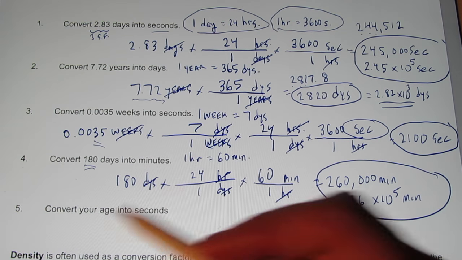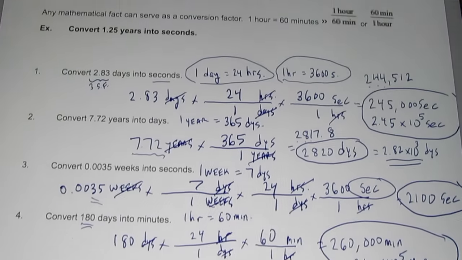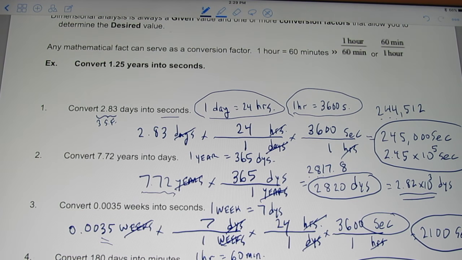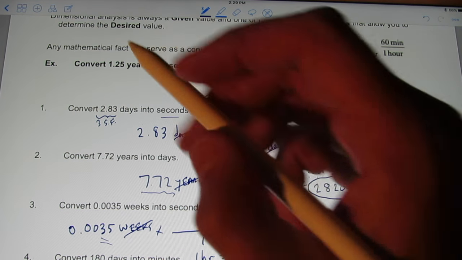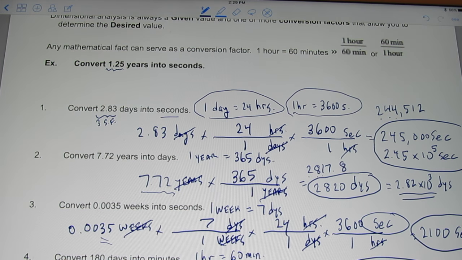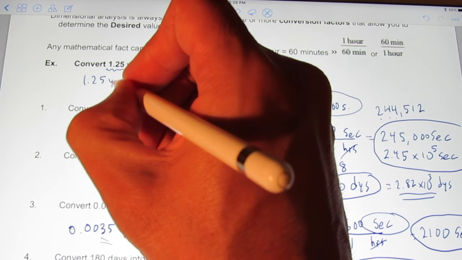Okay? All right, let's not do number 5. You can do number 5 for fun. Let's go ahead and do this example at the very top. This one is sort of going to culminate into maybe a bigger problem. We're going to do years into seconds. So we're going to start with years. We're going to find out how many seconds are in 1.25 years. Now 1.25 has 3 significant figures in it, so I'll round my answer off at the very end to 3 significant figures. So 1.25 years times a conversion factor.